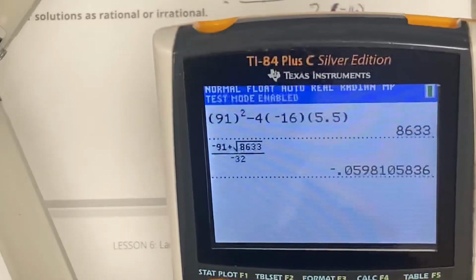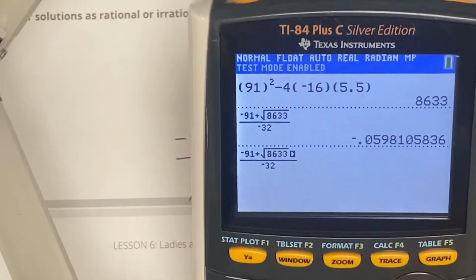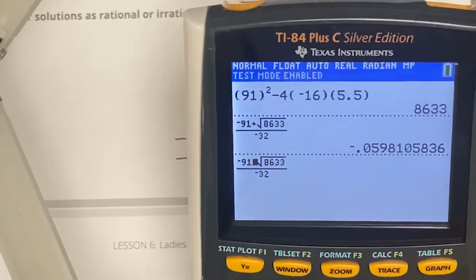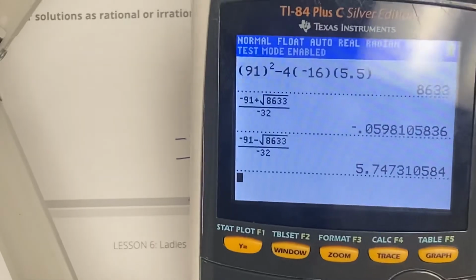If I wanted to, I don't want to waste time. I'm going to go up there, copy that, change the plus to a minus sign. 5.747.